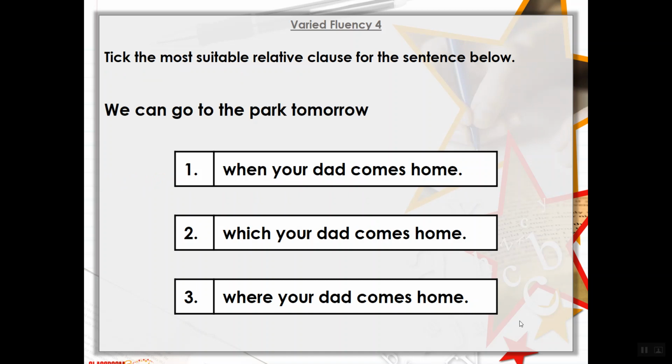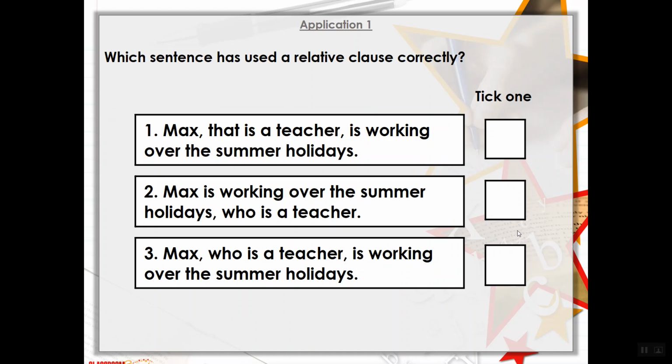It says tick the most suitable relative clause for the sentence below. We can go to the park tomorrow. So let's try reading each of them. We can go to the park tomorrow when your dad comes home. That makes sense. We can go to the park tomorrow, which your dad comes home. That's not right, is it? And we can go to the park tomorrow where your dad comes home. It's looking like this is the correct one. Let's see. Try this one on your own and I'll show the answer in a moment. Okay, we're ready. Hope you got that one.